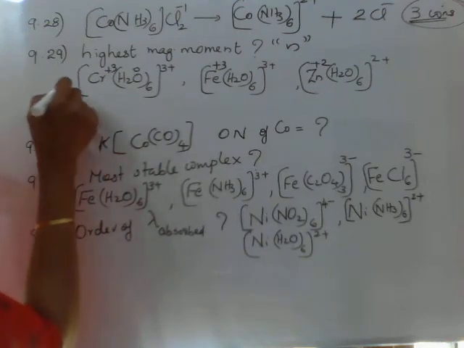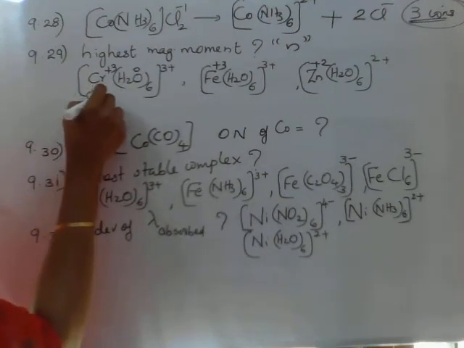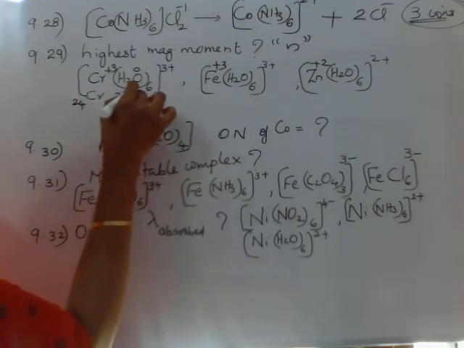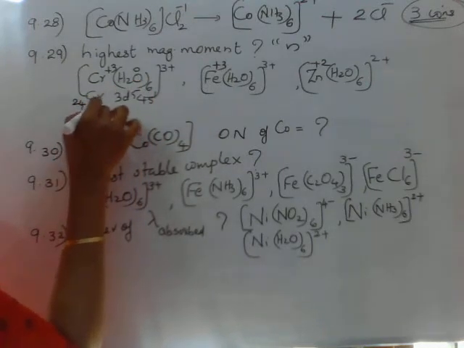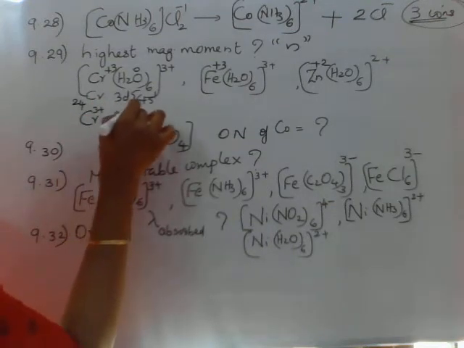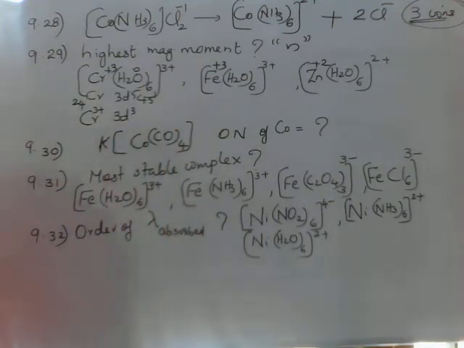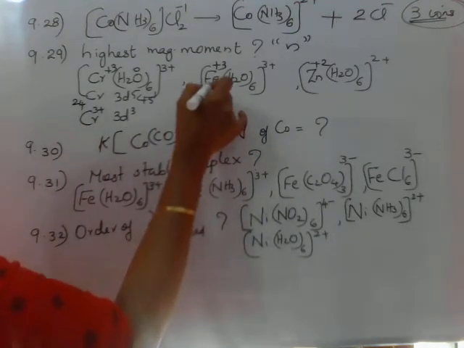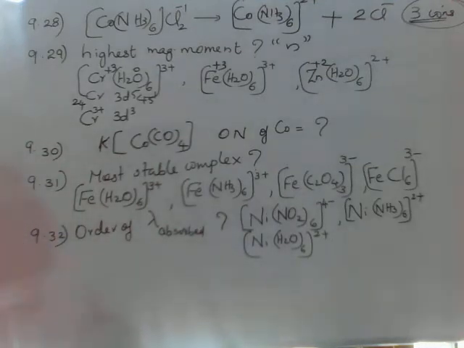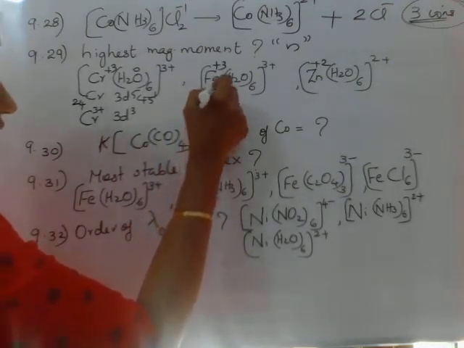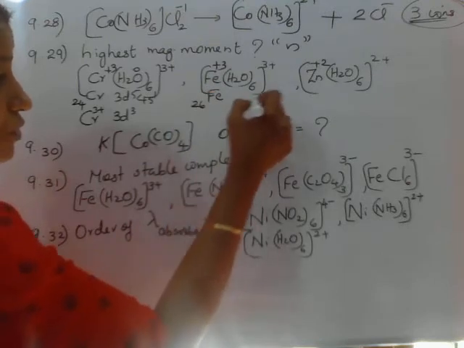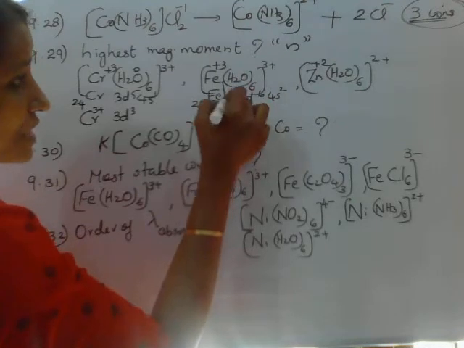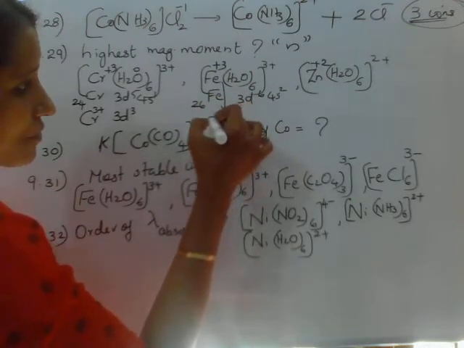Chromium +3. We know the electronic configuration of the chromium atom, atomic number 24, is 4s1 3d5. Chromium 3 plus ion, the configuration will be 3d3, right? 3 electrons removed from the chromium atom. Now, Fe+3. Iron, atomic number 26, electronic configuration 4s2 3d6. So the configuration of Fe3+ ion will be 3d5.